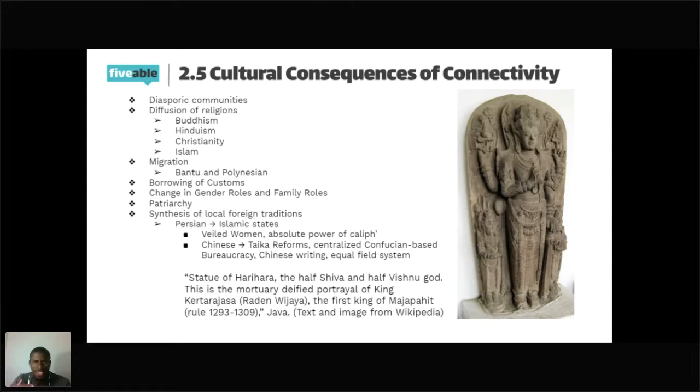Synthesis of local and foreign traditions, such as Persian and Islamic, like I basically said before: veiled women, absolute power of the caliphate, or caliph. Just make sure you know those syntheses, so you understand the content and what's going on in AP World.